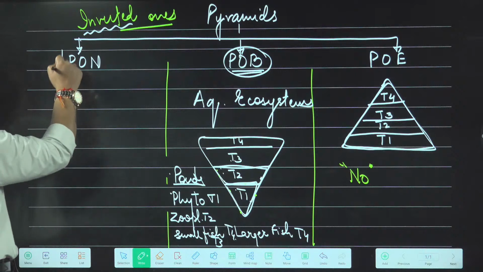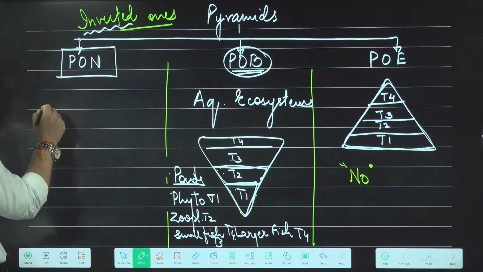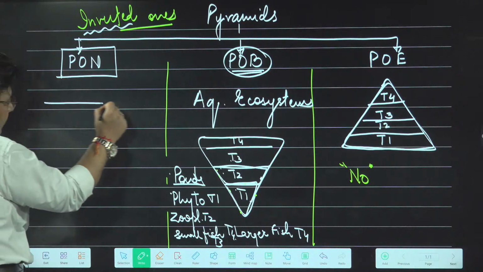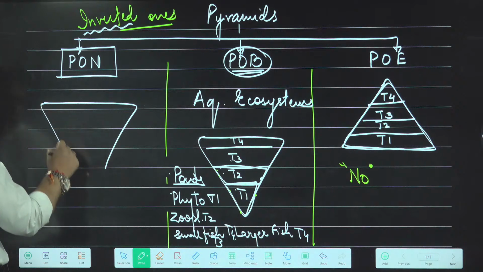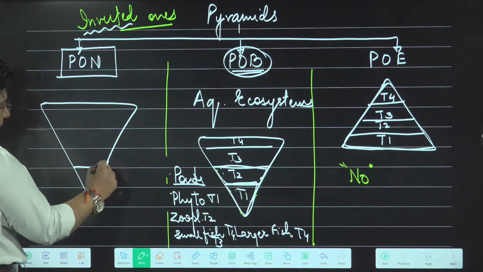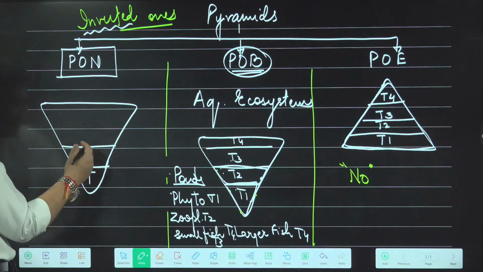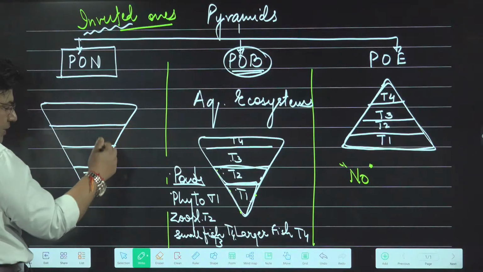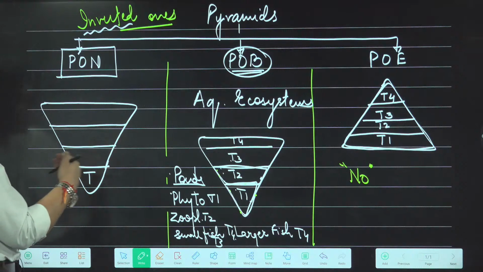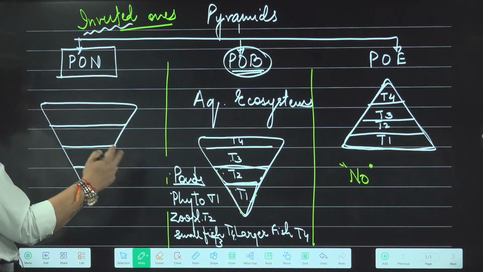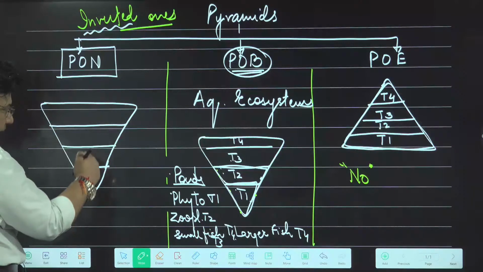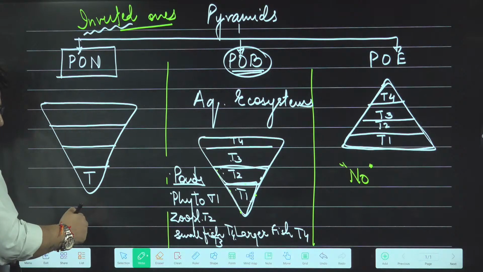The pyramid of number in a tree ecosystem is inverted. In a tree ecosystem, generally we take one tree. Okay, so one tree has got, let us say, 200 small birds. 200 small birds have got the parasitic insects. Every small bird has got 10,000 parasitic insects like that. Okay, so we get this type of pyramid.